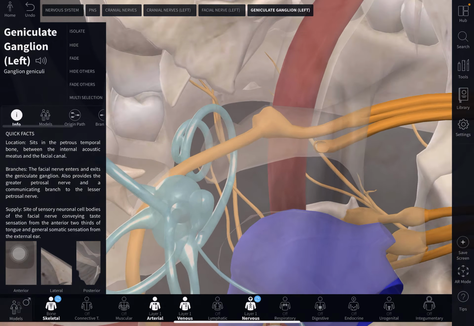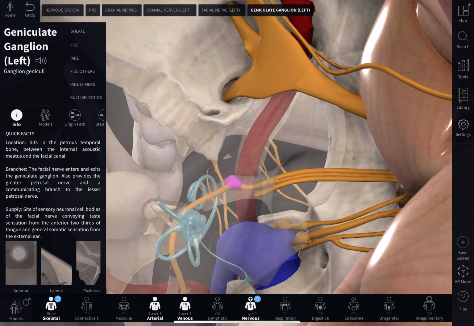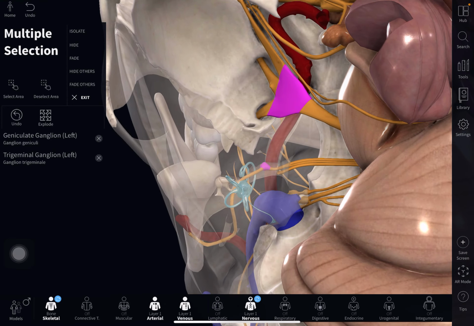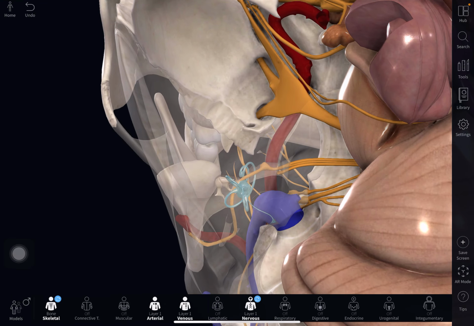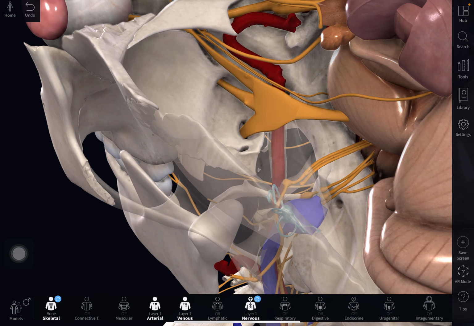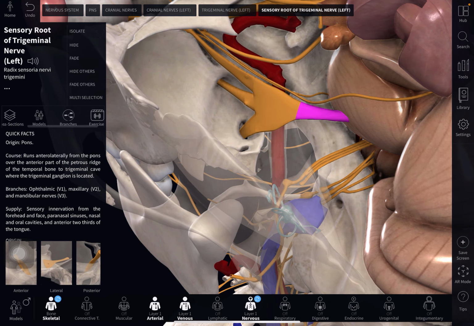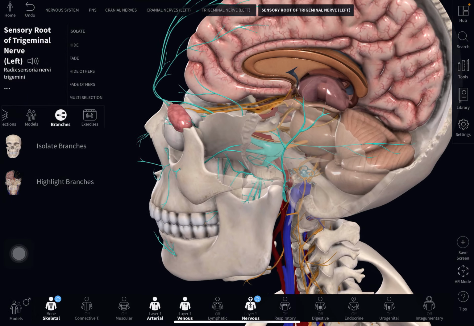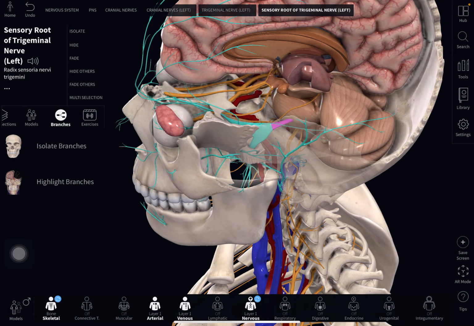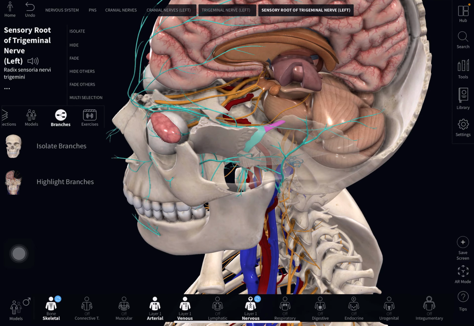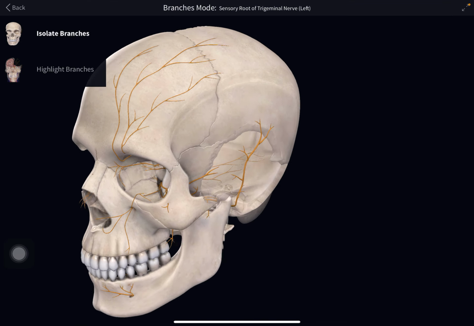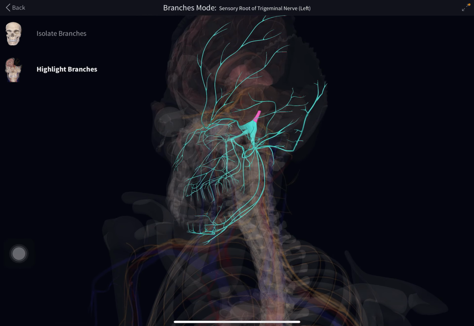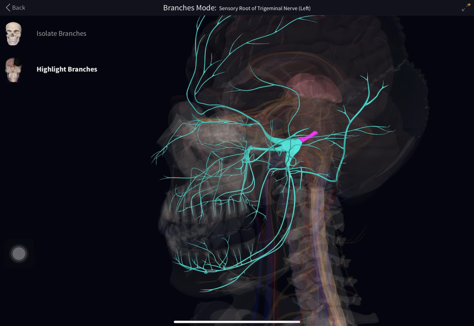By the way, if you want to select multiple things, you select one thing, then you press multiple selection on the left. Tada, it gives you multiple selection. Very easy. Other features, I'll just show you real quick. For example, cranial 5, if I want to see all the branches, the moment I go into the branch section, it highlights it all in blue. If I want to make it even clearer, you can isolate the branches or highlight them, which will fade away everything else. Complex as hell, right?